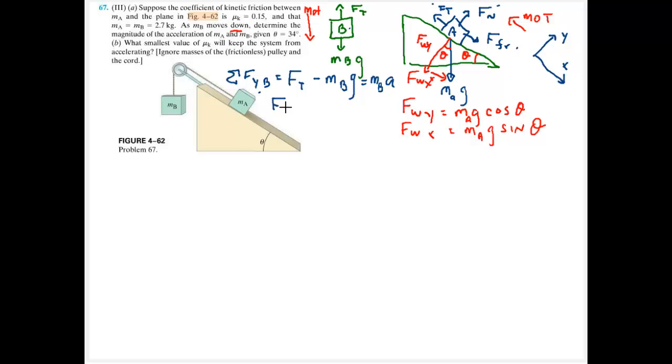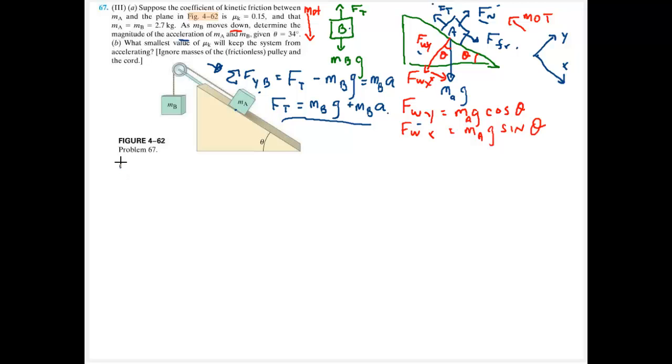Using this equation right here, I'm just going to solve it for the force of the tension. So I'm going to add the mass of B multiplied by gravity to both sides, and I might factor one. Actually, I'll just write it like that. Force of tension equals mass of B multiplied by gravity plus mass of B multiplied by the acceleration. So now I have one equation to work with. I'm looking for the acceleration.